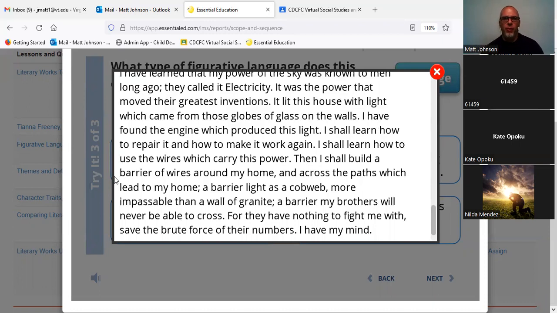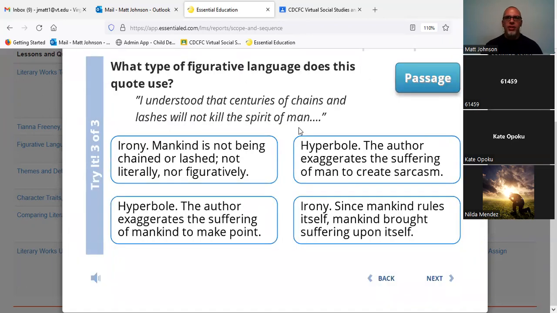Even here we see some metaphors, or similes: a barrier light as a cobweb, talking about light, creating this barrier that they can't pass, but light as a cobweb, right? Okay, but anyway, "I understood that centuries of change and lashes will not kill the spirit of man" is hyperbole. So the author is sort of exaggerating the suffering of man to make a point, not to create sarcasm, but to make a point.